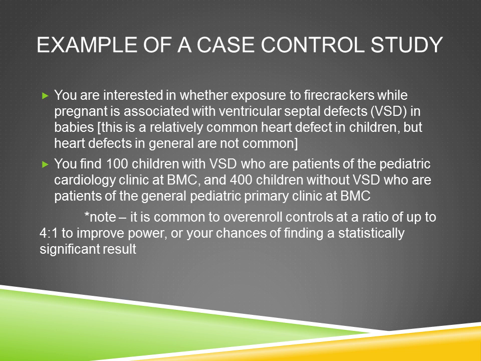But if you go to the pediatric cardiology clinic at BMC, say you could find 100 kids with VSDs. And if you went to the general pediatric primary care clinic at BMC, you could find a whole bunch of children without VSDs. It's actually quite common in case control studies to over-enroll the controls. You could do it at a ratio of 2 to 1, 3 to 1, or 4 to 1. It doesn't add anything to do more than 4 to 1. It just improves power, which is the chances of finding a statistically significant result. So a lot of times in case control studies, you'll see more controls than cases, and that's very common.